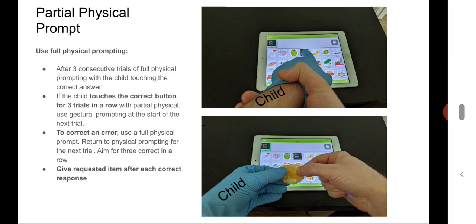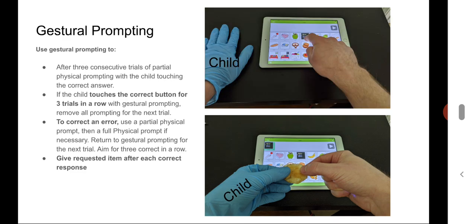And we're going to start over with our aim for 3 correct trials in a row. And again, don't forget to give them the thing that they asked for after each correct response. So they've gotten through the full physical prompting and the partial physical prompting with at least 3 consecutive trials in a row for each. So you're going to use your gestural prompting. That involves just you pointing to the correct answer and waiting for the child to respond by touching the correct button.